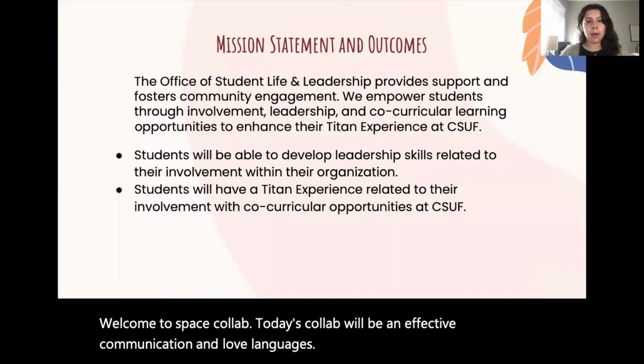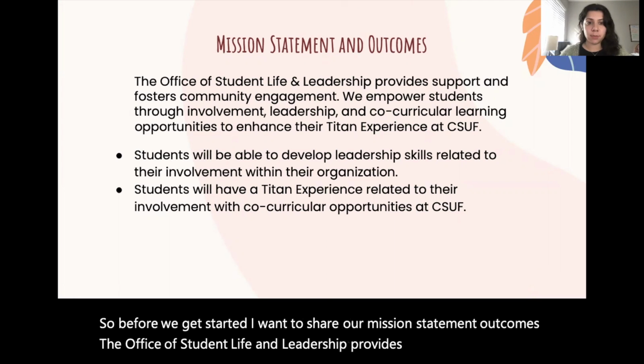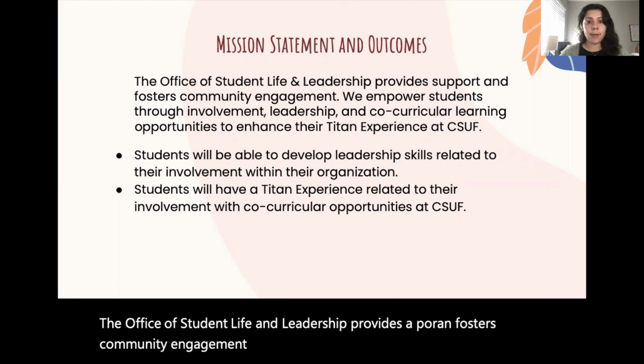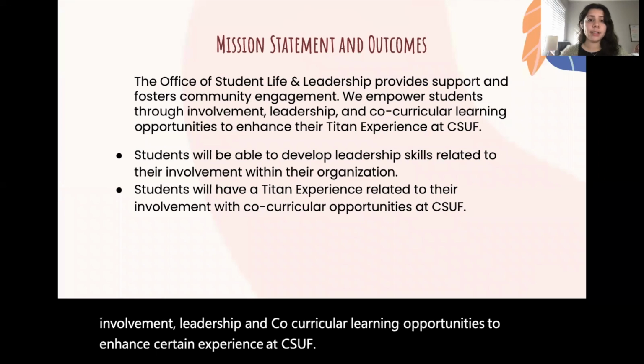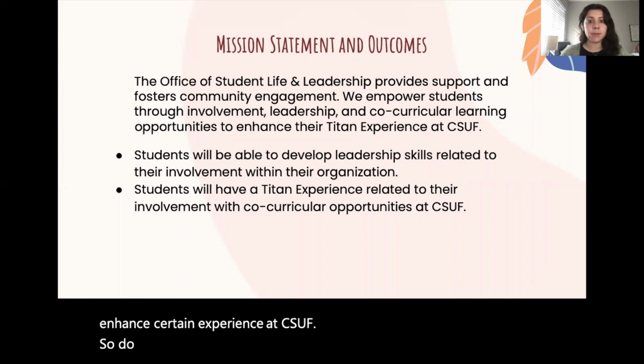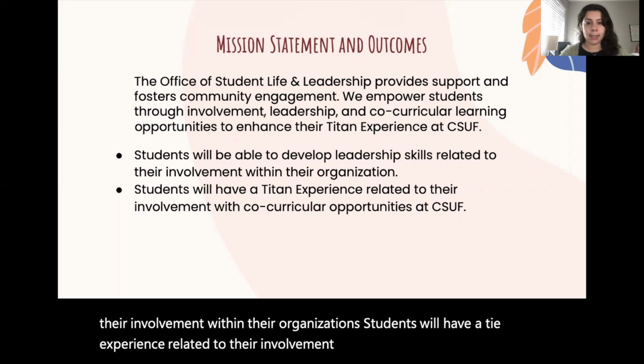So before we get started, I want to share our mission statement and outcomes. The Office of Student Life and Leadership provides support and fosters community engagement. We empower students through involvement, leadership, and co-curricular learning opportunities to enhance their time experience at CSUF. Through this, students will be able to develop their leadership skills related to their involvement within their organizations. Students will have a time experience related to their involvement with co-curricular opportunities at CSUF.